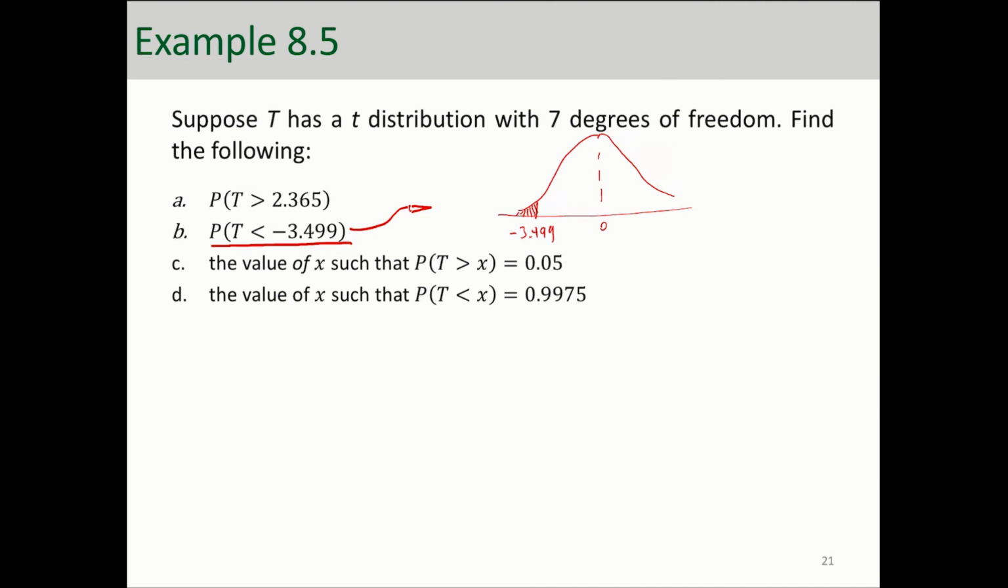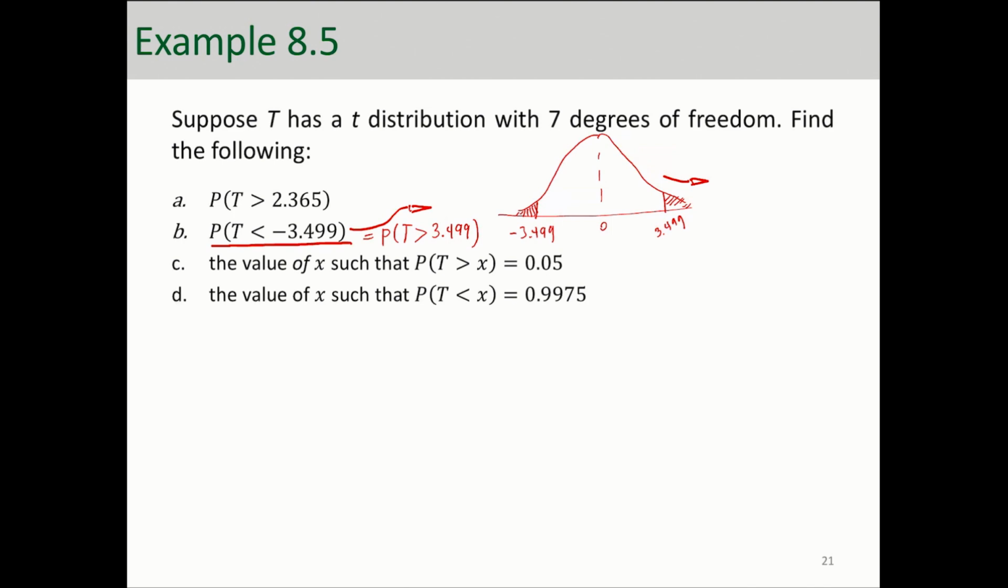That is the probability we're looking for, less than negative 3.499. And that is the same as probability of t greater than positive 3.499. Because in the t table, what we have is the area under the curve after these random variables, we can take advantage of that and basically say this is the same as probability of t greater than 3.499 and read that from the table.